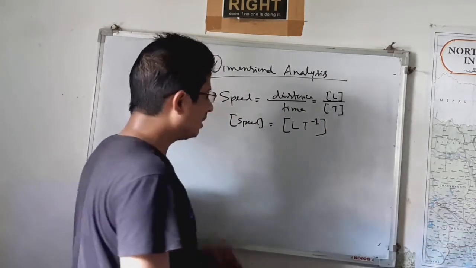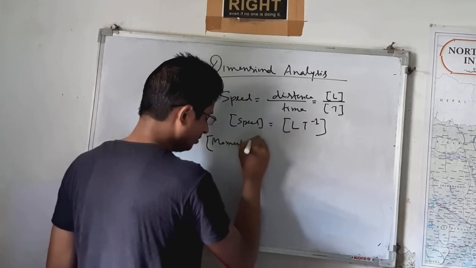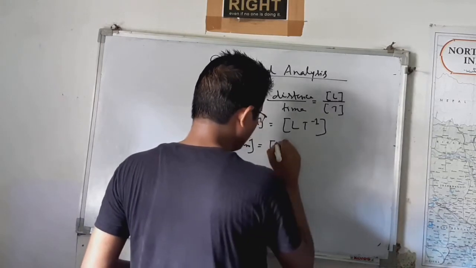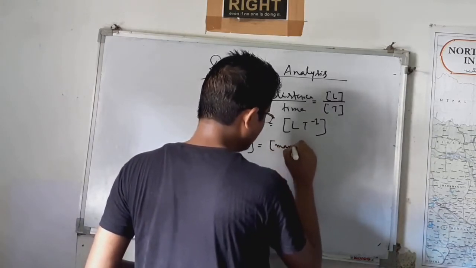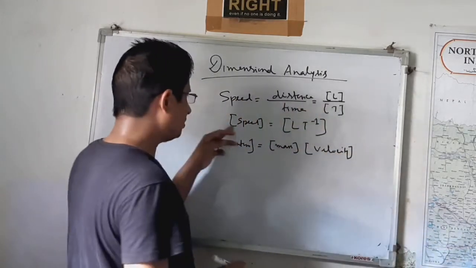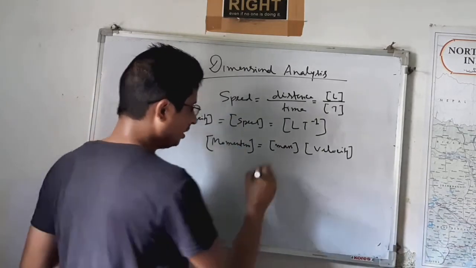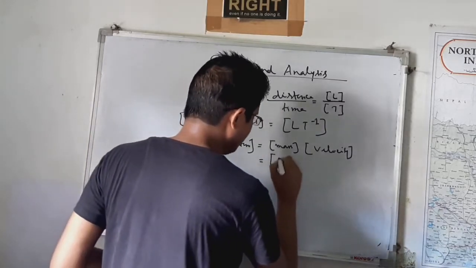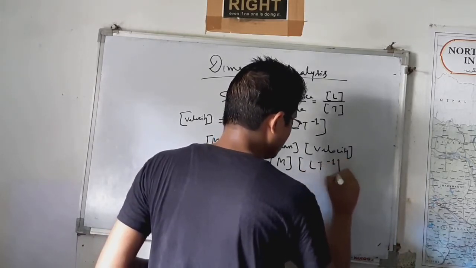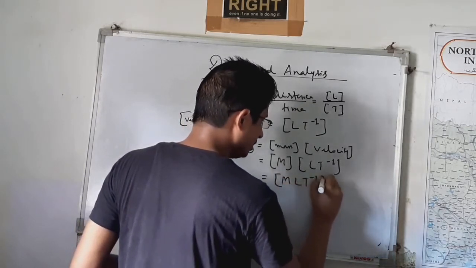Suppose I want to calculate the dimension of momentum. Momentum is mass into velocity. So, the dimension of mass and the dimension of velocity, and the dimension of speed is similar to the dimension of velocity. The dimension of mass is M. The dimension of velocity is L T inverse. So the dimension of momentum is M L T inverse.